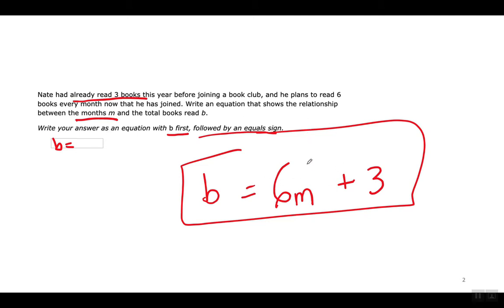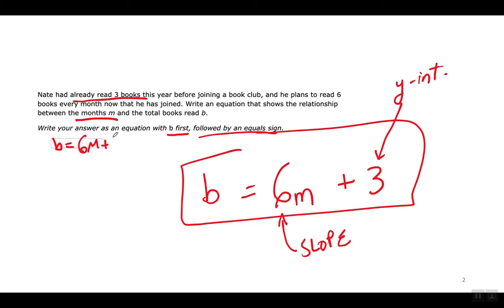If you look at how I set it up, he already read 3 books, so to begin with he already has 3 that he read, and he's going to read 6 books every month. Notice that I wrote this in slope-intercept form. This is the y-intercept. The y-intercept is always your starting point. And this is your slope. And that's how I would write my answer.